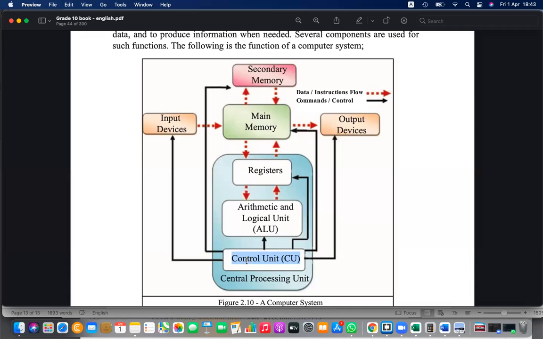Traffic police signals, then you drive. Likewise, the control unit gives signals: now take the input, take the output, go and store it. It gives signals to do this. According to that, the ALU is doing the calculations, and registers are used to keep things during the process, rather than keeping them in the memory. So that memory is the register.